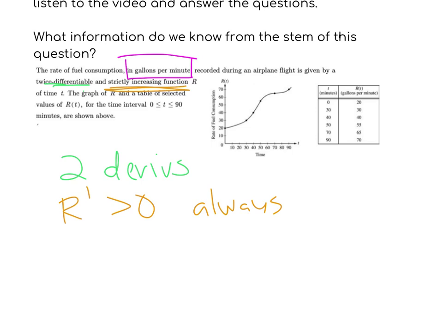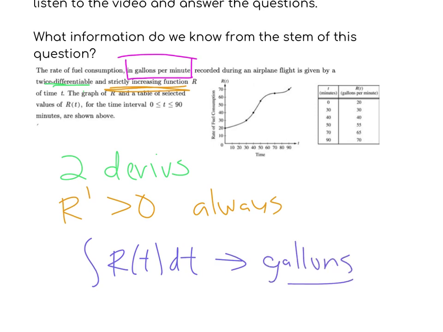So we know we have a rate. So we are given a rate. So if I were to integrate r of t dt, that's in gallons per minute. I don't want to say equals. That's in gallons per minute. So if I integrate that, that would be gallons. And more specifically, that would be how many gallons are used over whatever time period I'm integrating.